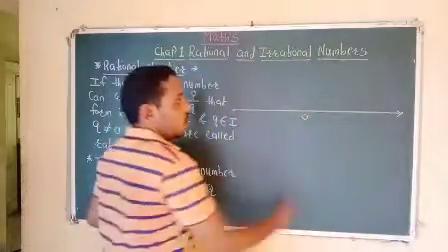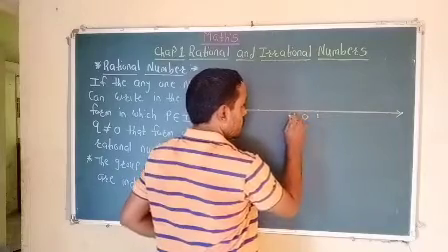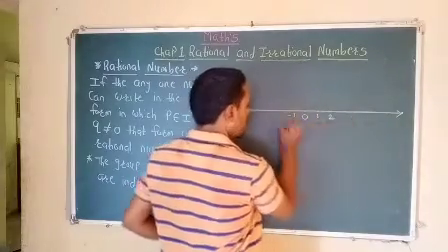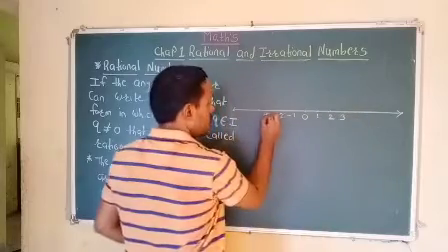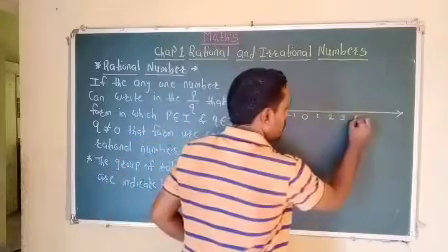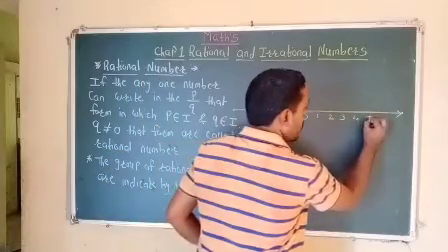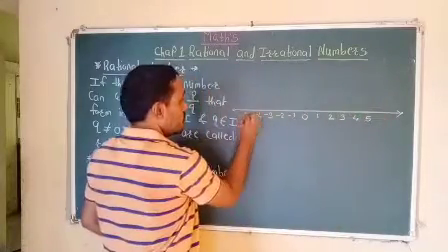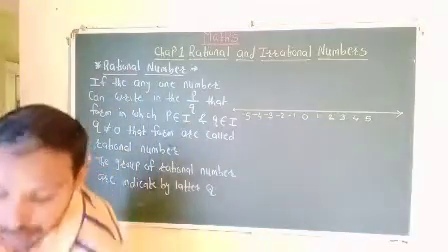So this is 0. This is 1, this is -1. This is 2, this is -2. This is 3, this is -3. This is 4, this is -4. This is 5, this is -5.